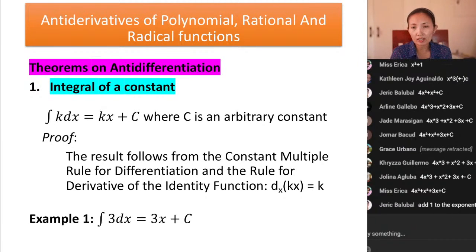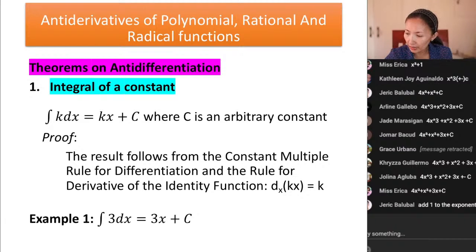Okay, the first theorem is on the integral of a constant. The integral of a constant k, integral of k dx, is equal to simply kx plus c, where c is an arbitrary constant. Now you might ask, how did it happen? Remember our theorems on differentiation also. The derivative of mx is equal to m. So the reverse, the integral of m dx, therefore is mx. Now we can show the proof.